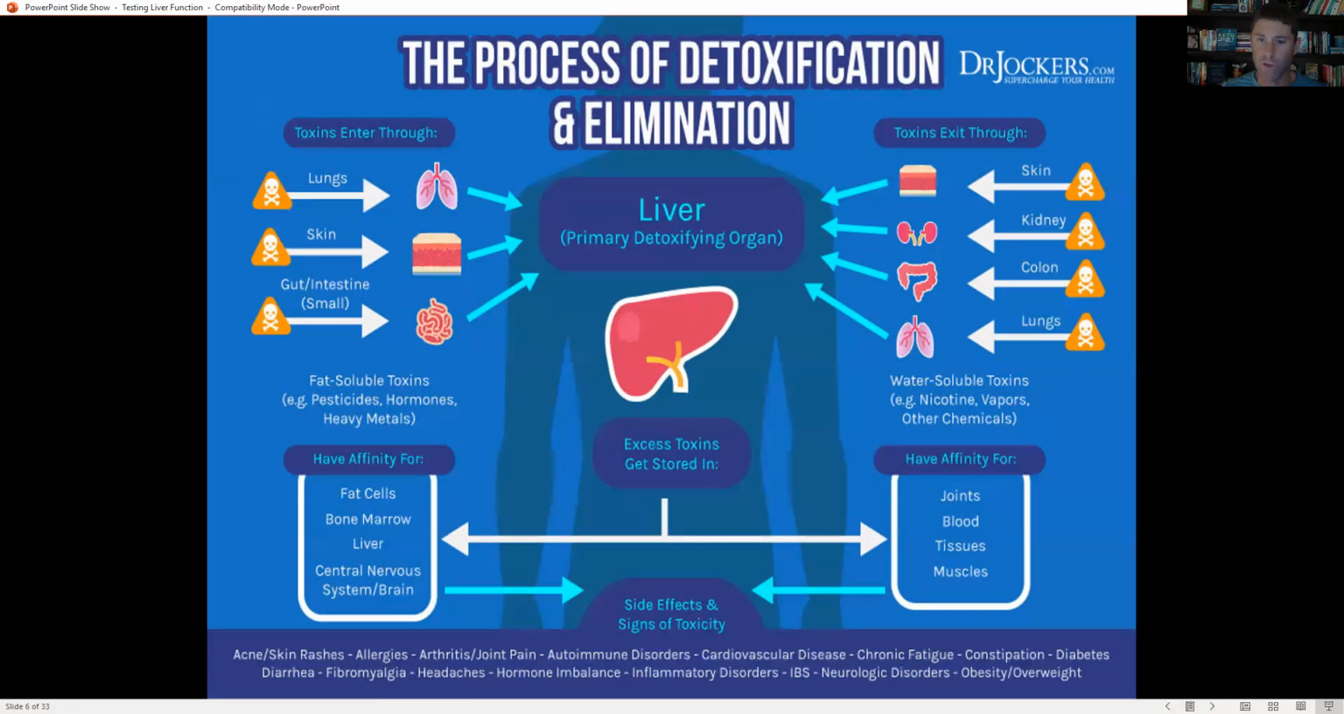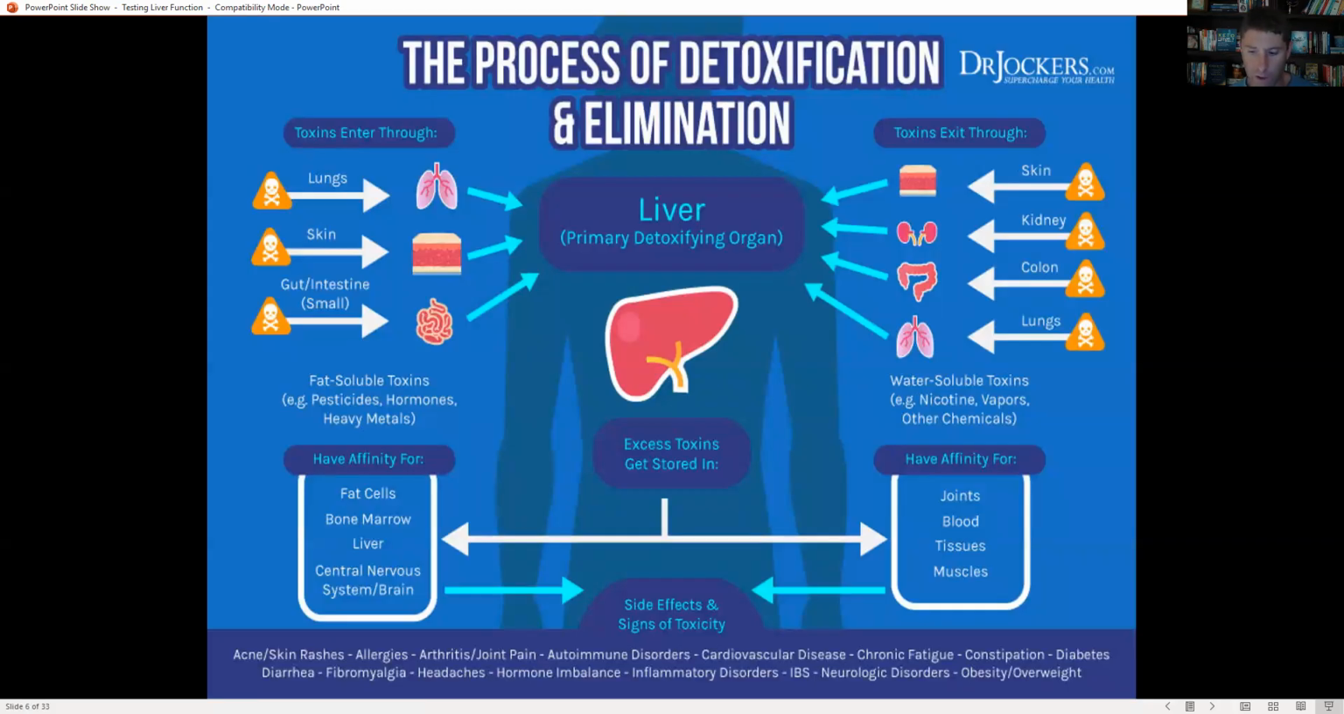Now, we don't actually store toxins in our liver. A lot of people think that. We don't store them in our liver. We store toxins typically in our fat cells. So if you have fatty liver, yes, you've got toxins in the fat that's attached to the liver, but we don't store toxins in the liver. We deactivate toxins. So we take them through a process, phase 1, phase 2.